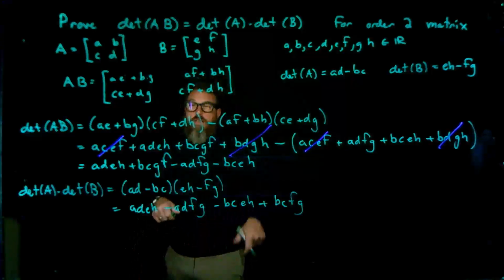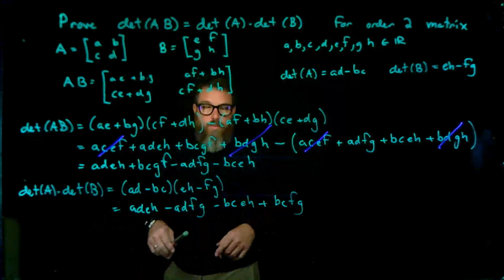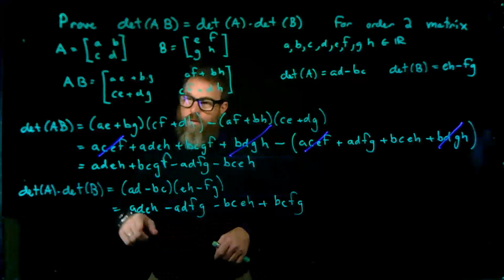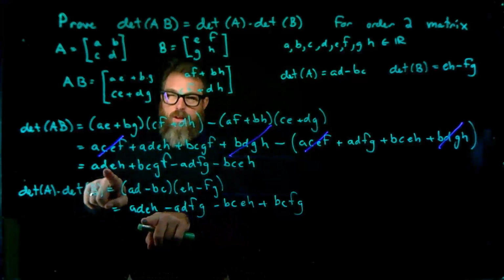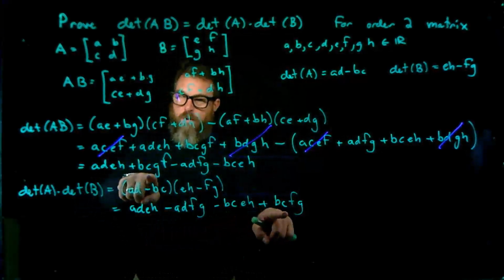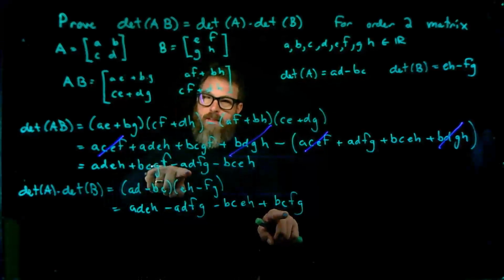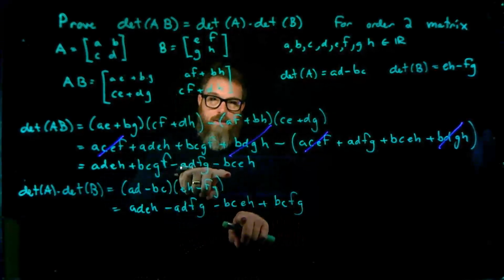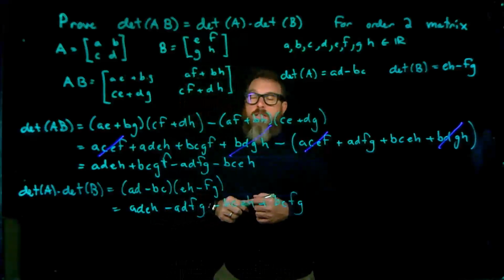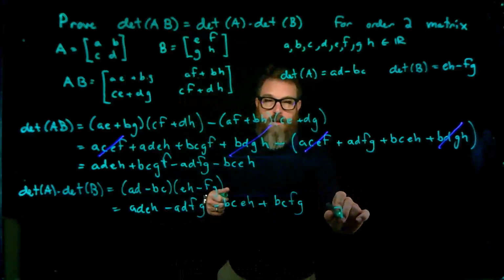And now we're just going to cross our fingers and hope we have exactly the same thing. So let's see. ADEH right there. Plus BCFG. Plus minus ADFG. Here we go. And then minus BCEH. And these are indeed the same. So our proof is done.